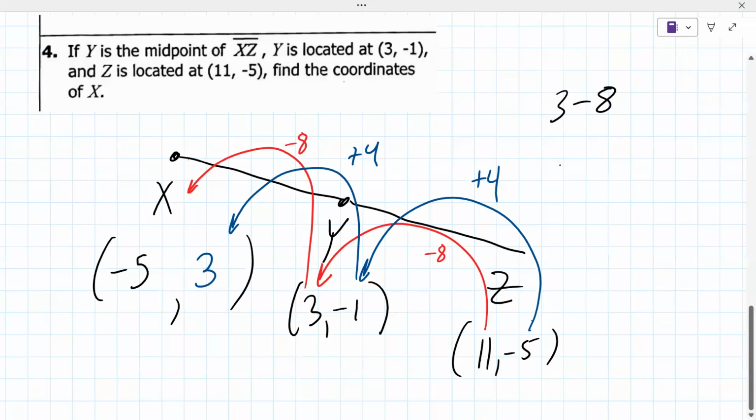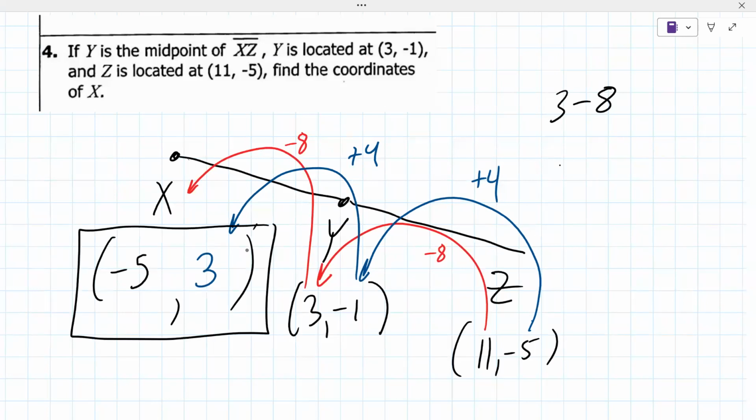Yeah, how do I box in an answer? I mean, this is your answer. We're trying to find the coordinates of negative x, 5, 3. Okay.